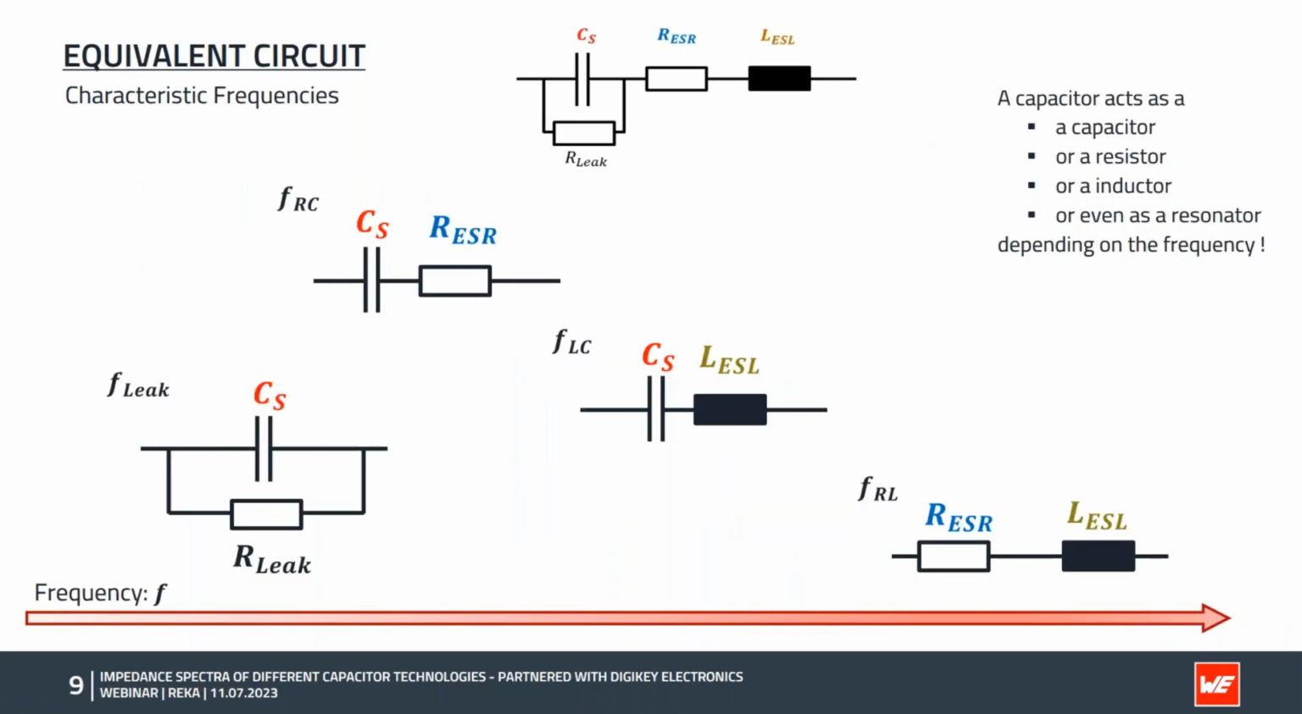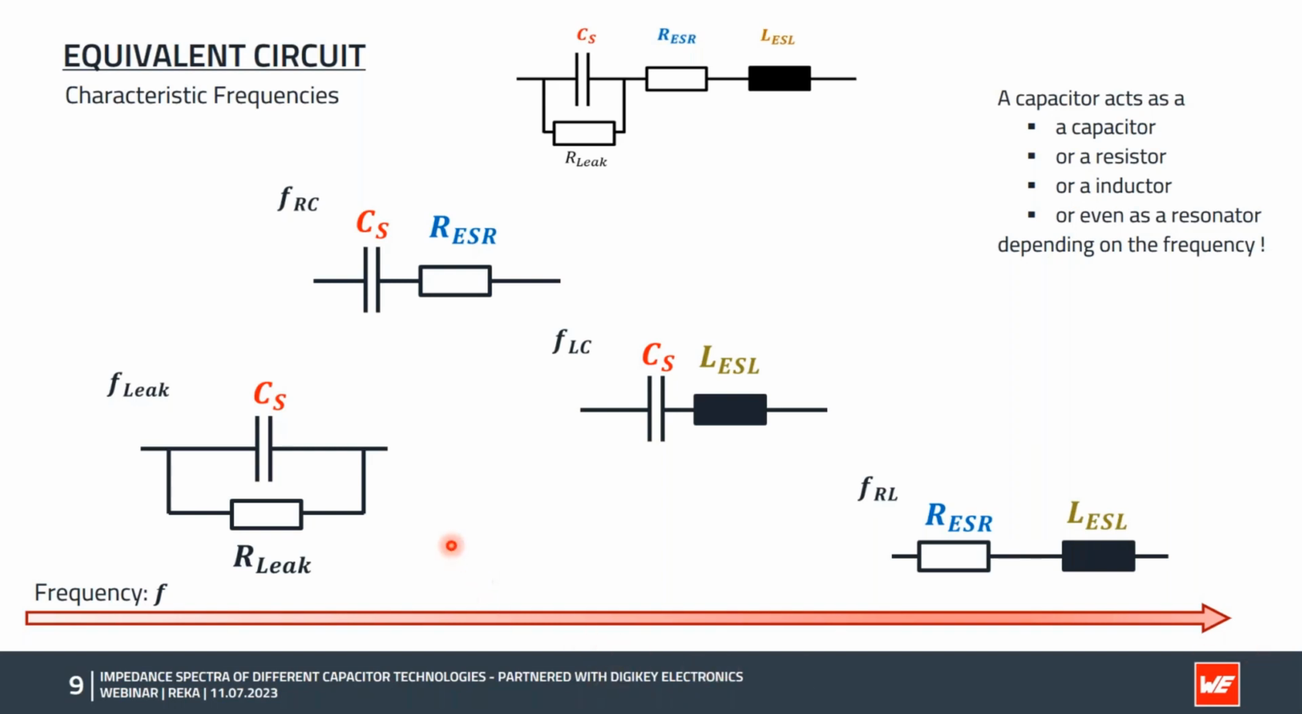As a matter of fact, the capacitor can act as a capacitor, as a resistor, as an inductor, or as a resonator. It all depends on the frequency. There are several characteristic frequencies that determine which parts or units of the circuit are active. At those characteristic frequencies, the spectra show specific features, as we will see later. Each characteristic frequency is usually related to the interaction of two components.